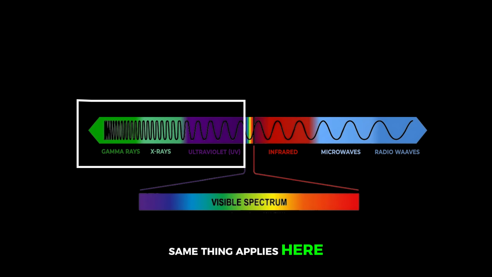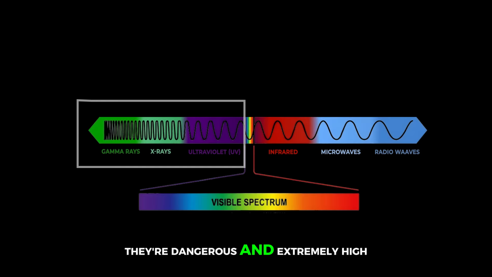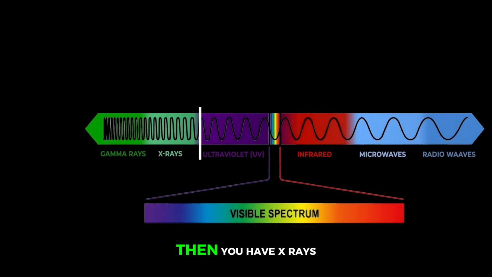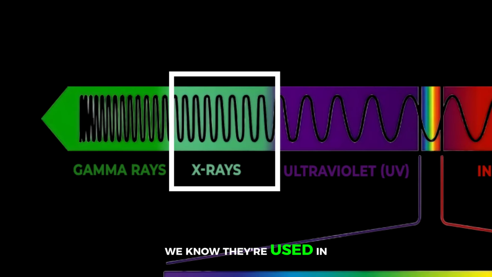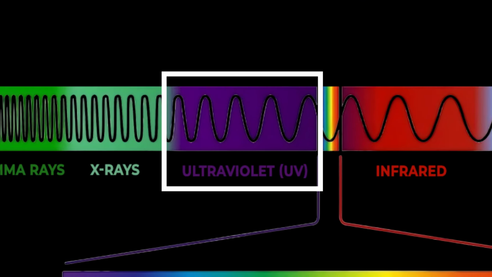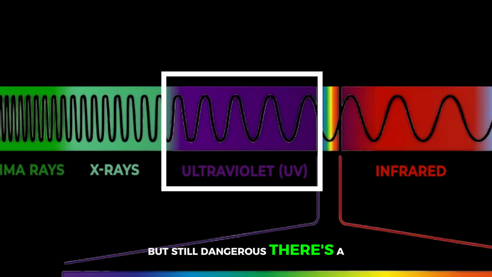Same thing applies here. This entire side of the spectrum is dangerous if you don't know how to handle it. Gamma rays are used in medical treatment, but can cause cancer. They're dangerous and extremely high energy. Then you have X-rays. We know they're used in hospitals when, for example, you break your leg. They use these waves to take a picture of the broken bone. Above that, there's ultraviolet light. For example, the sun emits tons of UV rays. They're less harmful than the previous two, but still dangerous. There's a lot of detail here, but I'll save that for another channel.